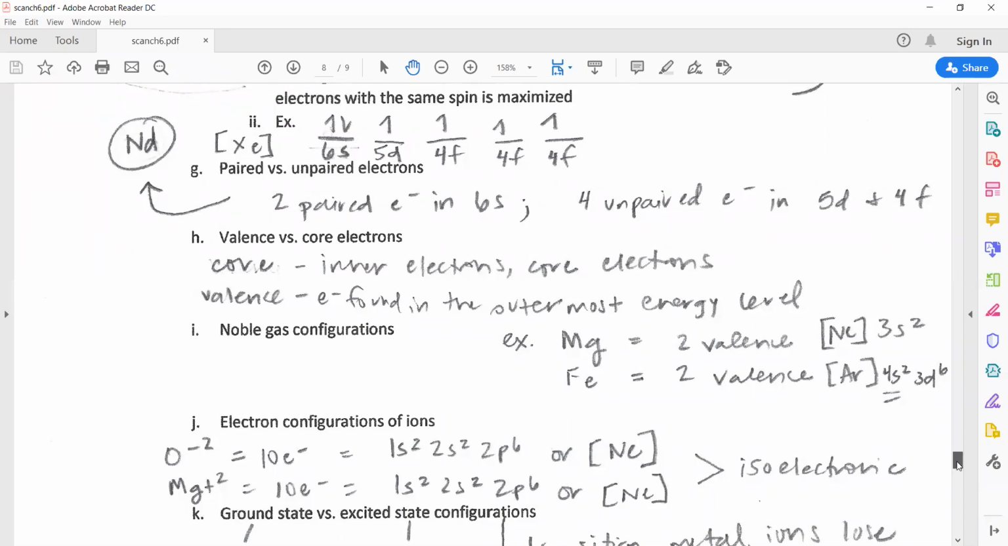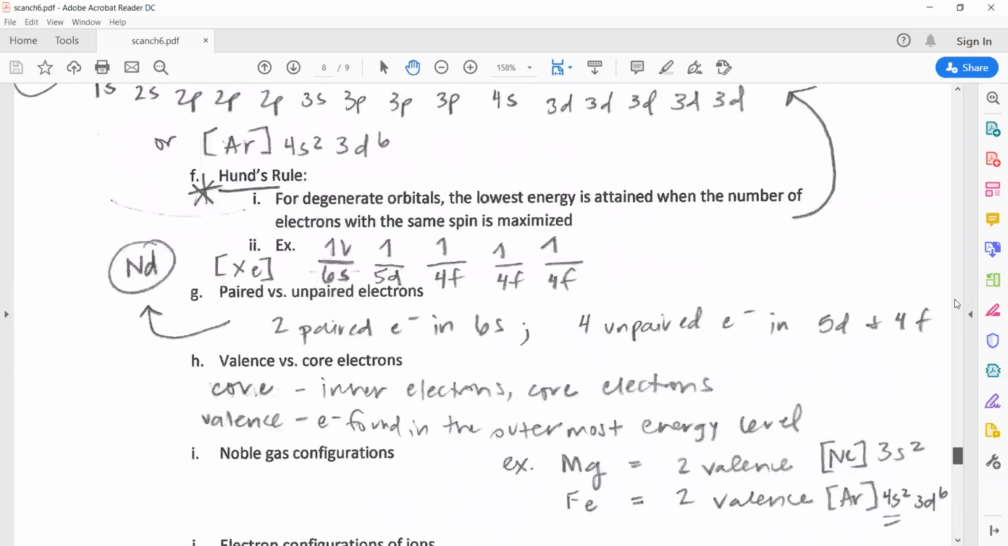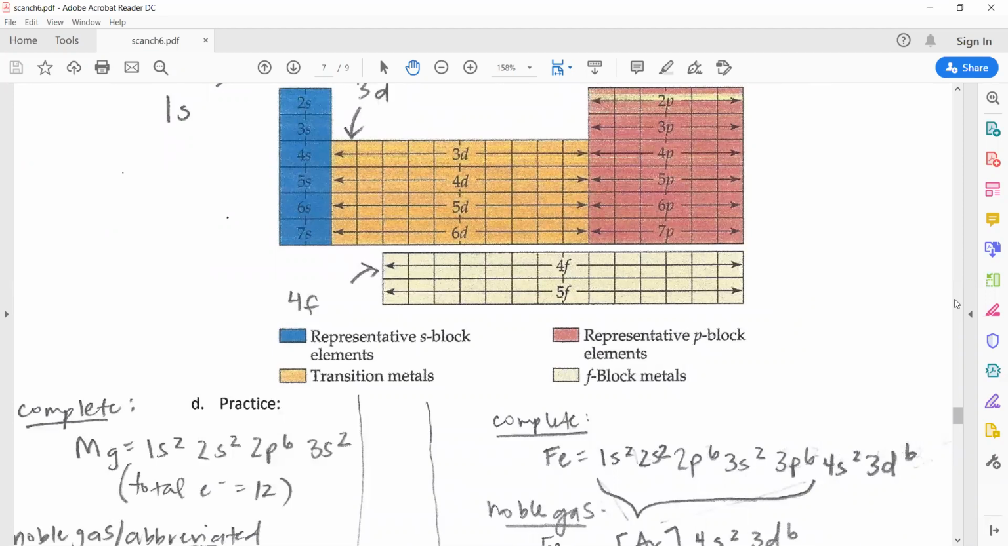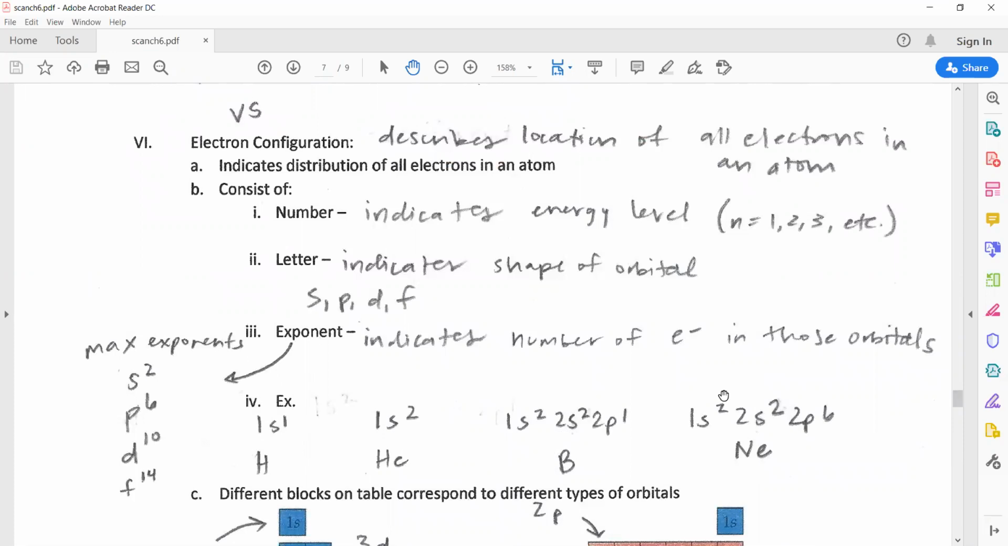So valence electrons, let me scroll up and show you one more. Something like neon here. If you look at neon, 1s2, 2s2, 2p6, the energy level that's the biggest is 2. And you want to look at all of those. So at n equals 2, you have a total of 8 valence electrons here, 2 and 6. So you count up any and all electrons that are found at that biggest energy level.